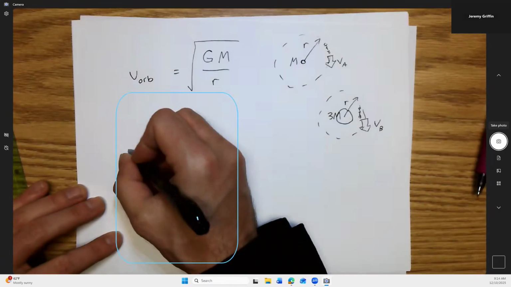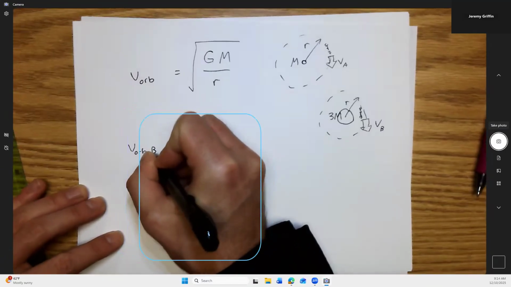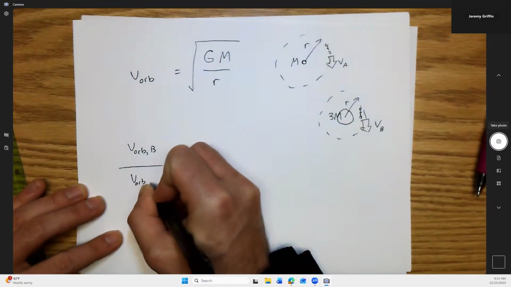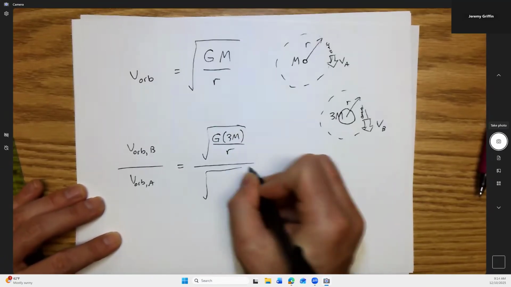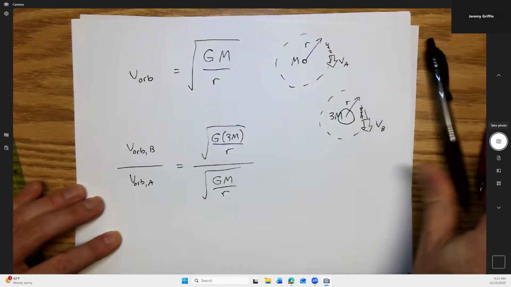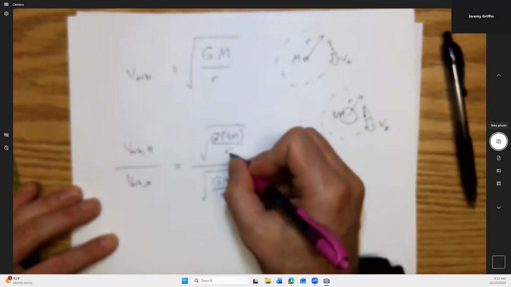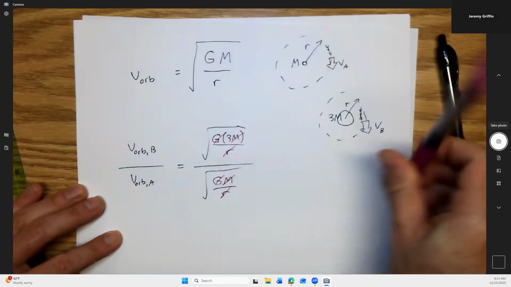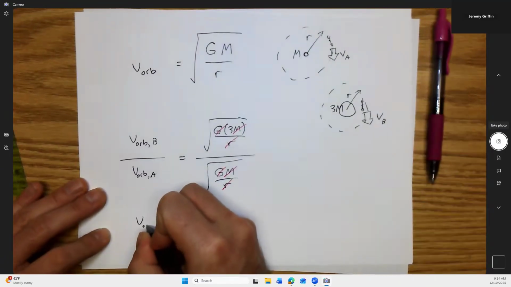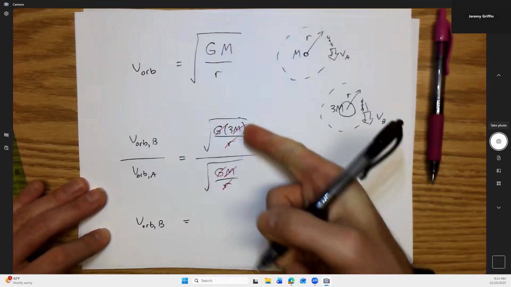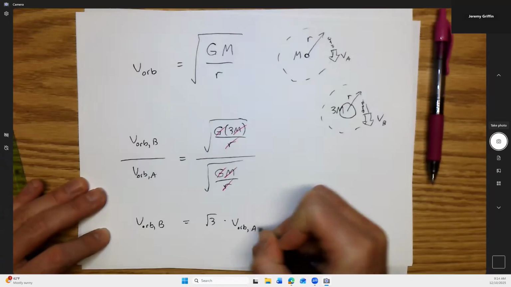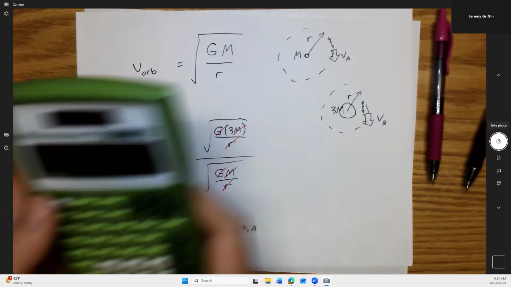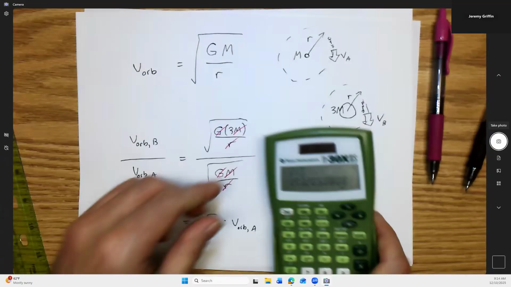Or if you want to solve it out more properly, you can say vB compared to vA equals root of G 3M over R compared to root of GM over R. Then a bunch of stuff cancels. So vB over vA equals, and you still have this root 3 over here. Square root of 3 is 1.73.